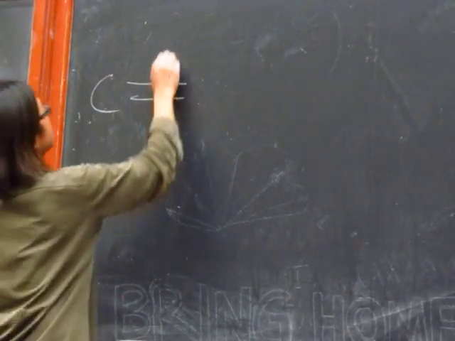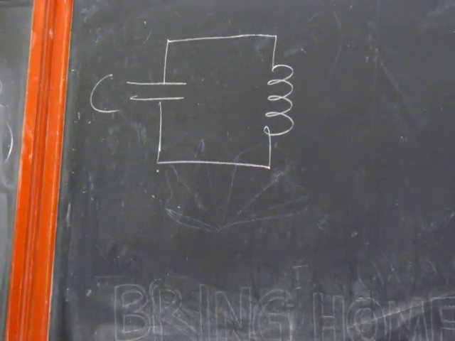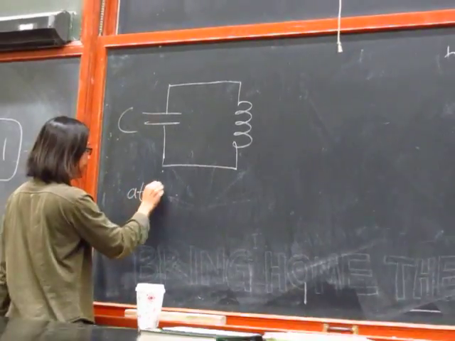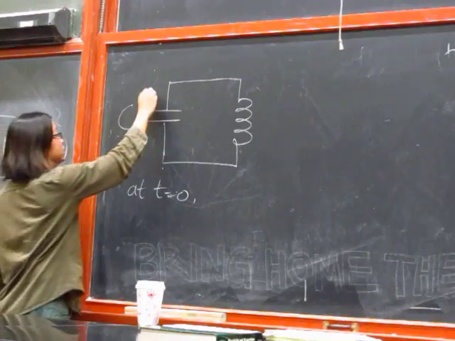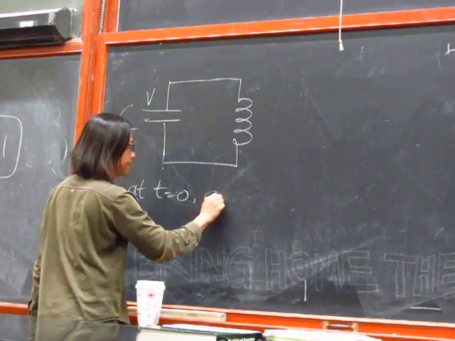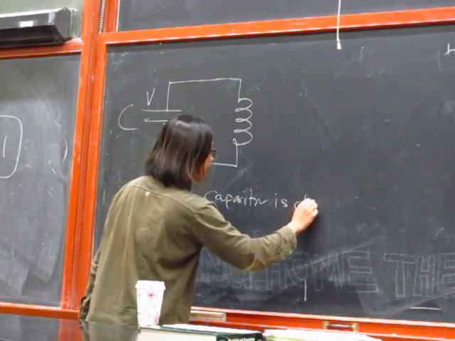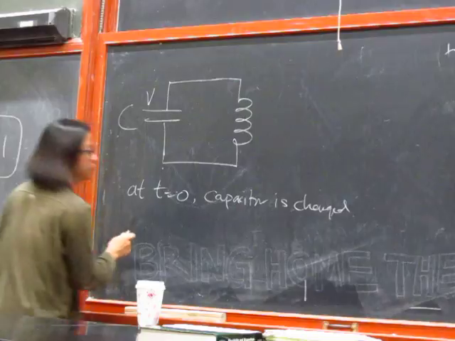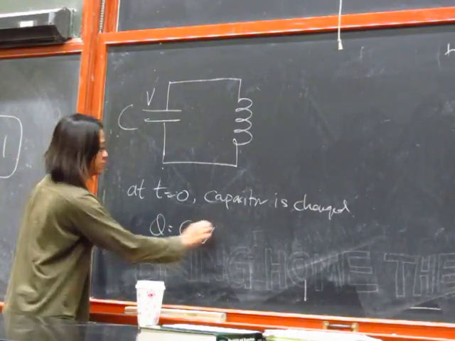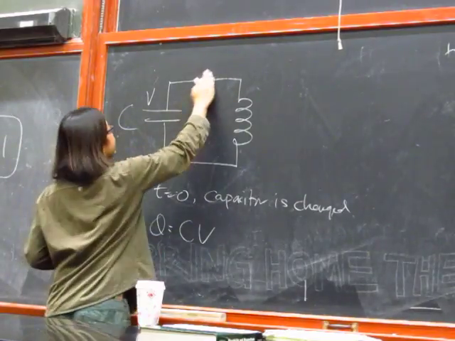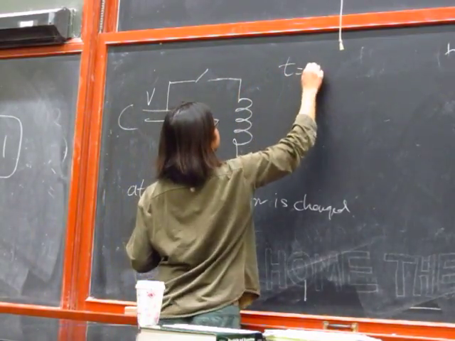Suppose I have a capacitor and an inductor. Suppose at time equal to 0, the capacitor is charged. There is voltage V on the capacitor. So Q is equal to, remember, C times V. At t equal to 0, I close the switch.